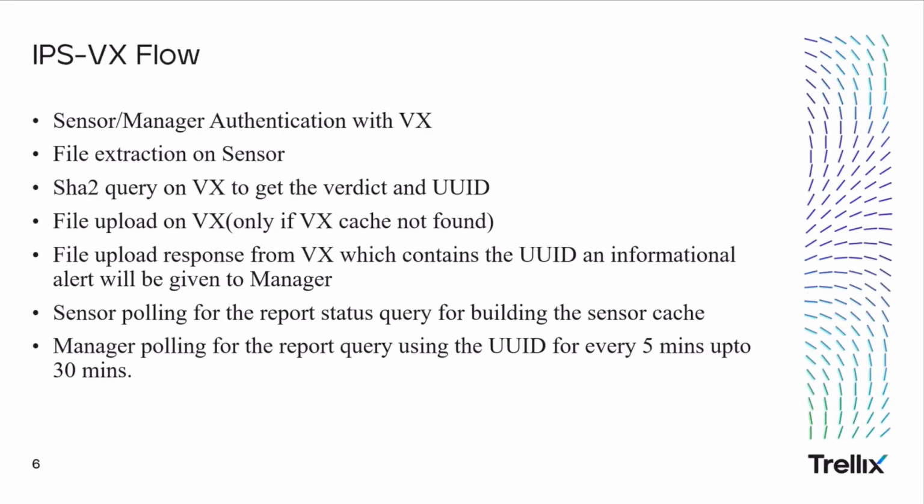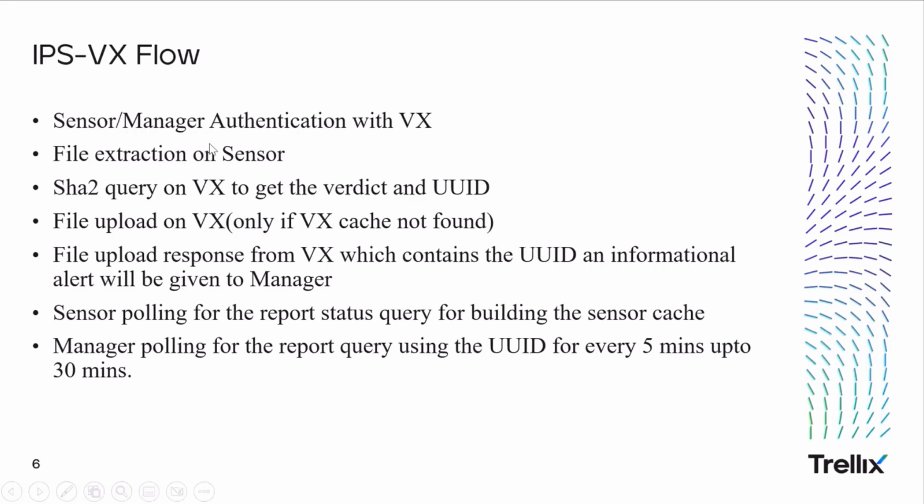Coming to the IPS to VX flow, first both the sensor and the manager have to be authenticated with the VX on port 440. This is the first step. Then whenever a file extraction happens on the sensor, the sensor will look for whether the result is available on its local cache. If the result is available, the file submission will not even happen to the VX. It will return the result from the local cache itself.